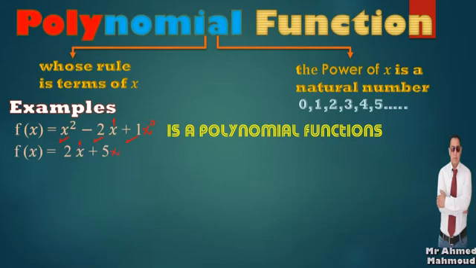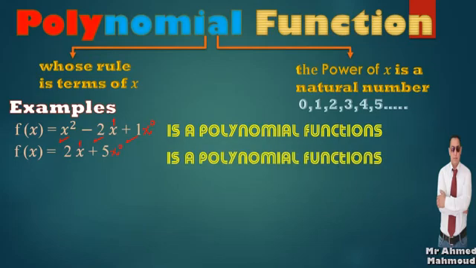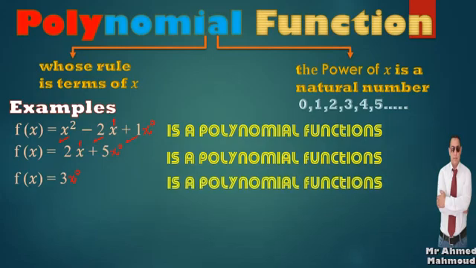Another example, f of x equals 2x plus 5, here x power 1 and here x to the power of 0. Then the power here and the power here are natural, then this one is a polynomial function. Another example, f of x equals negative 3, which means negative 3 x power of 0, also a polynomial function. Here, this one is formed from 3 terms, and here we have 2 terms, and here we have 1 term. They are all terms of x, then all of them are polynomial functions.